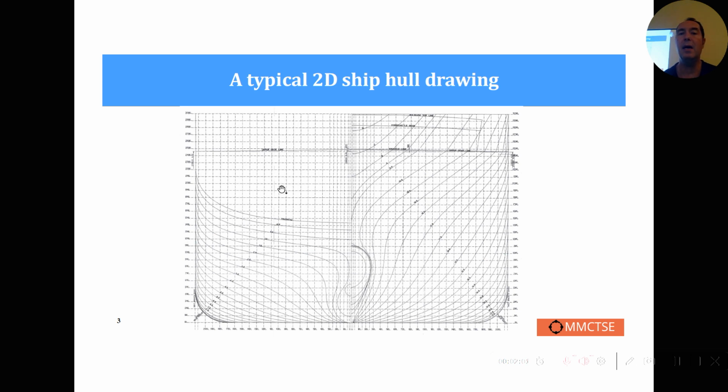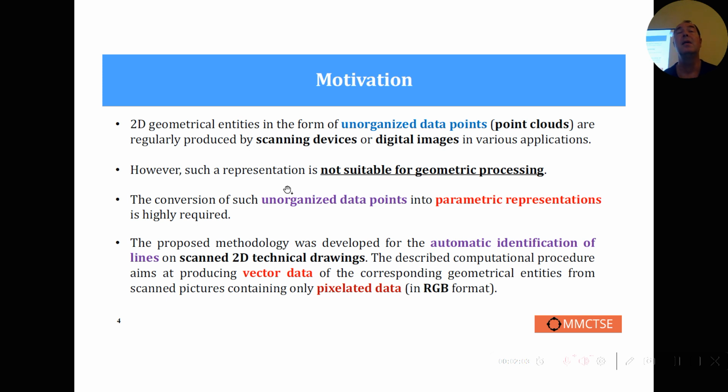And I will start by saying that we basically have unorganized data like the one I showed you in the picture before, which is basically a point cloud. So we will be able to scan the image, and then from that produce suitable geometric processing from these unorganized data points and make its parametric representation. And this is highly demanded by the ship industry because they want to make changes in their ships, they want to alter them, they want to maintain them, and so on.